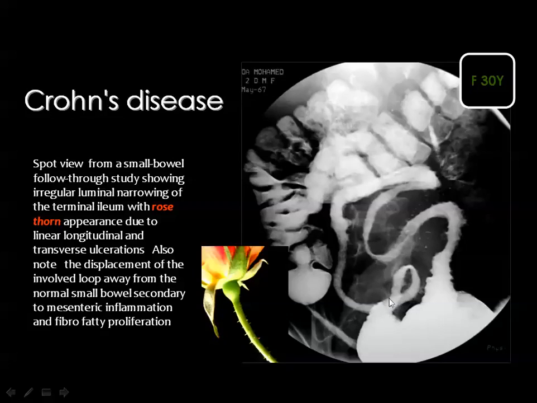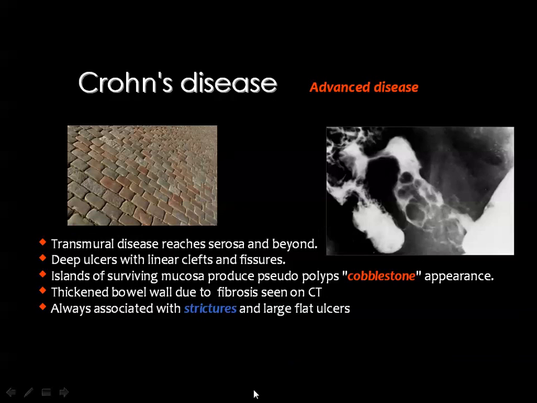As you can see, this is the terminal ileum, which is markedly narrowed, and you see the fine ulcerations giving the classic rose thorn appearance. And this is one of the common findings in cases of Crohn's disease. Also, what is known as the cobblestone appearance, due to hypertrophy of the normal mucosa between the ulcerated mucosa, will give such an appearance, which is also one of the findings in Crohn's disease.